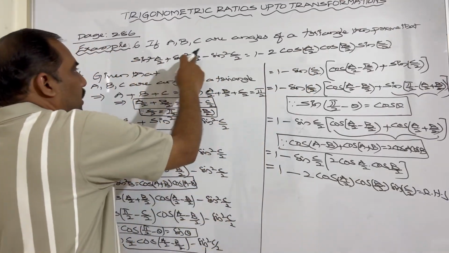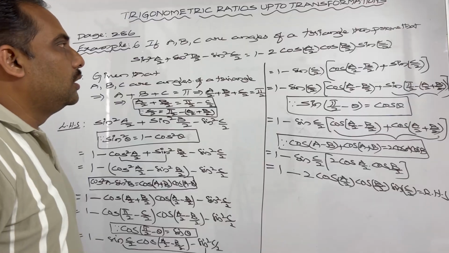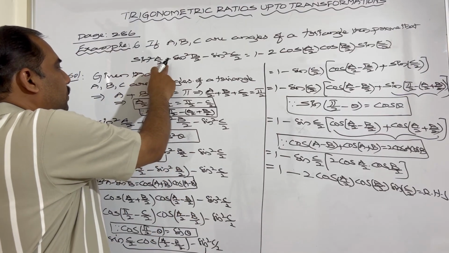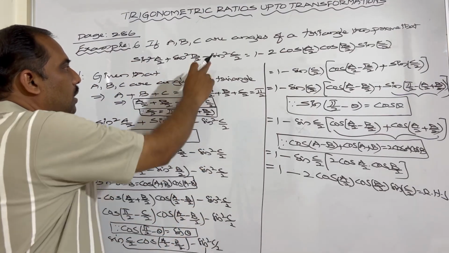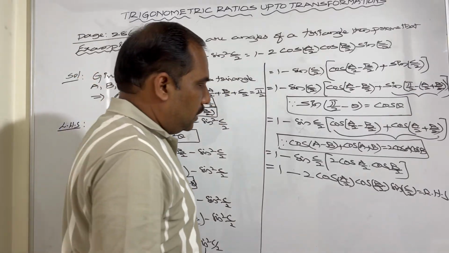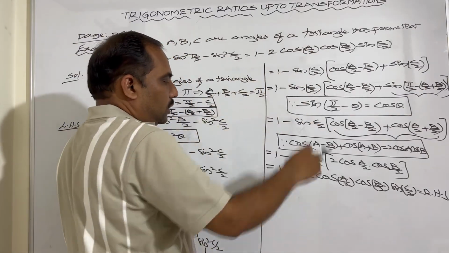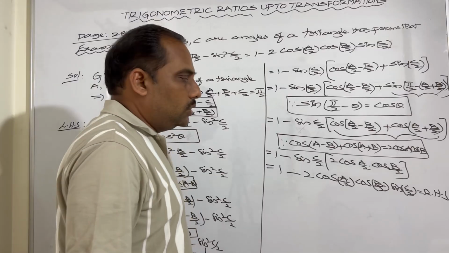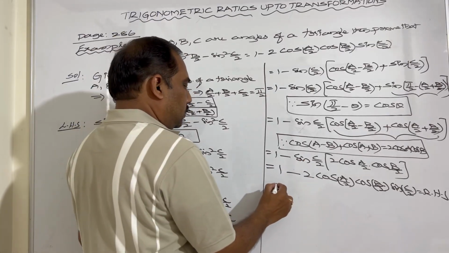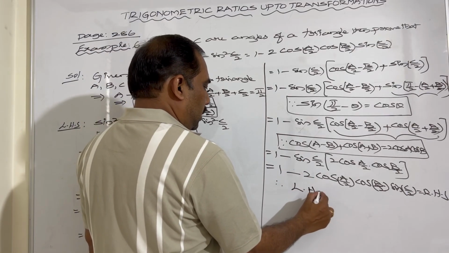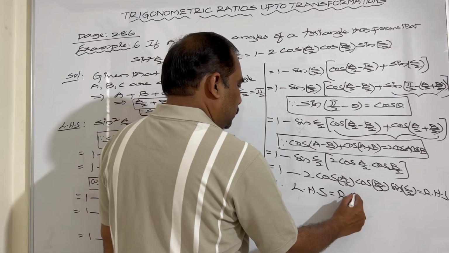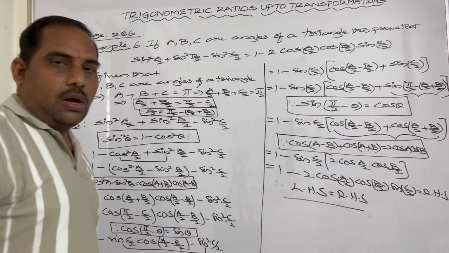So if A, B, C are angles of a triangle, then we can prove that sin square A by 2 plus sin square B by 2 minus sin square C by 2 is equal to 1 minus 2 into cos A by 2 into cos B by 2 into sin C by 2. So therefore clearly we can say that LHS is equal to RHS.